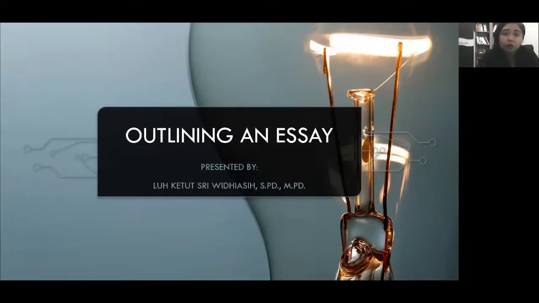Previously, we talked about the structure of an essay, and we know already what an essay is, and the body parts of an essay. Now we will go to the topic of outlining an essay. Previously we also talked about the thesis statement, how to identify a thesis statement and how to write one. And then let's go to outlining an essay.